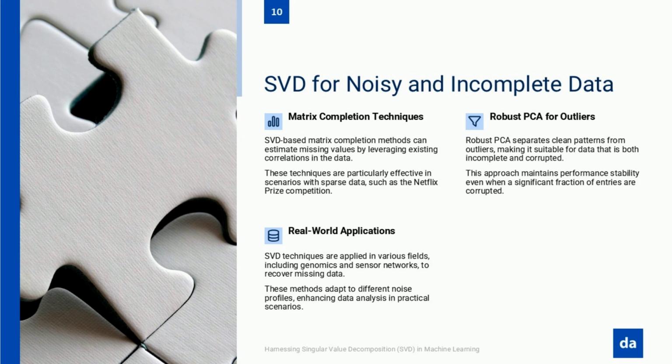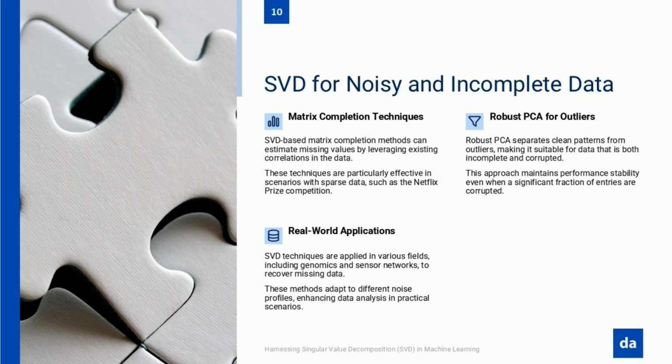Machine learning practitioners regularly face matrices riddled with missing values, corrupted entries, or significant noise. These imperfections arise from sensor malfunctions, human error in data collection, privacy-preserving data masking, or simply the inherent sparsity of certain data types. Traditional SVD algorithms break down when confronted with these challenges. They simply cannot process matrices with unknown entries. This is where matrix completion techniques based on SVD reveal their transformative power.